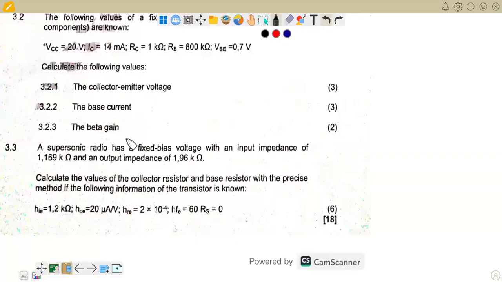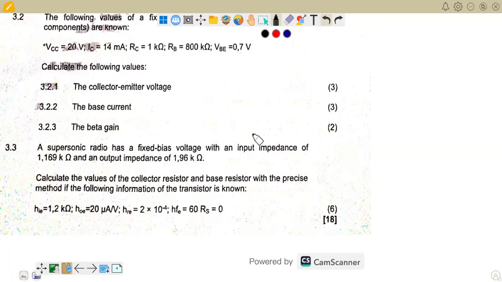Question 3.3 reads, a supersonic radio has a fixed bias voltage with an input impedance of 1.169 kilo ohm and an output impedance of 1.96 kilo ohm. Calculate the values of the collector resistor and the base resistor with the precise method if the following information of the transistor is known: HIE equal to 1.2 kilo ohm, HOE 20 microamperes per volt, HRE is equal to 2 times 10 to the power of negative 4, and HFE equal to 6. RS is equal to 0.